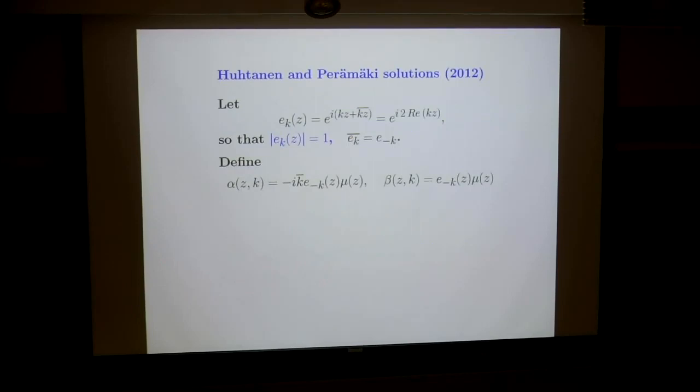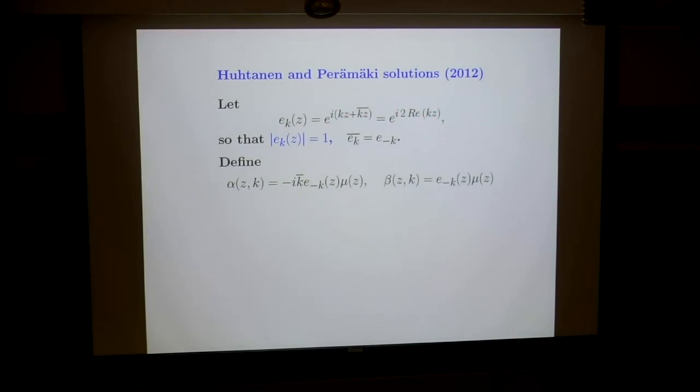So already in the work of Astala-Päivärinta, they had these solutions, but then they were exploited for numerical purposes a few years later by Huhtanen and Perämäki. So you now take e_k of z to be this function here, which is e to the i 2 real part of k times z. This is now a standard Fourier mode, just a standard plane wave of modulus 1. So it doesn't suffer from these problems of being exponentially growing and decaying, which cause all sorts of numerical headaches.